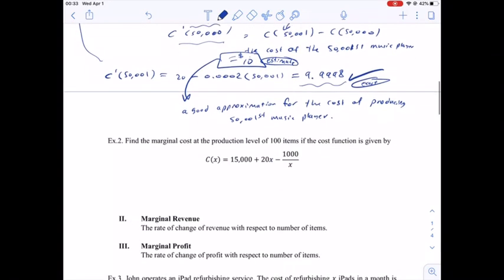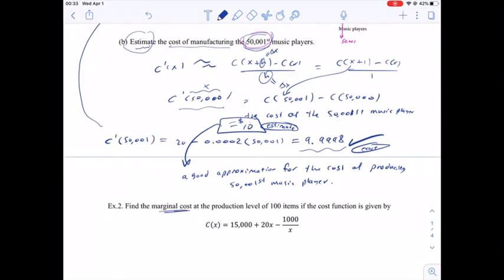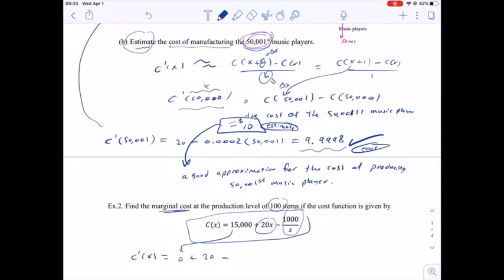Okay, now let's take another example. From now on, when we are asked to find the marginal cost, we just find the derivative of the function. Here we want to find the marginal cost at the production level of 100 items if the cost function is given by this. All we need to do is find the derivative. The derivative of the constant is 0, plus the derivative of 20x is 20, minus the derivative of 1000 over x. You can apply the quotient rule: the denominator times the derivative of the numerator, the numerator is constant so the derivative is 0, minus the numerator times the derivative of the denominator, the derivative of x is 1, all over the denominator squared.